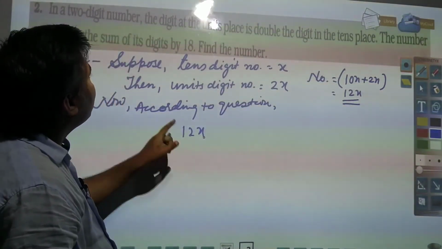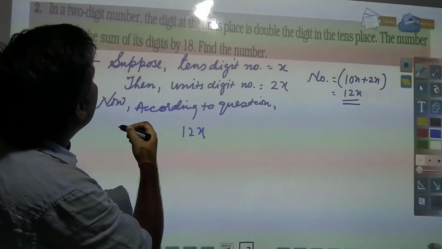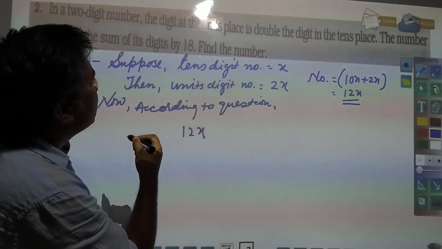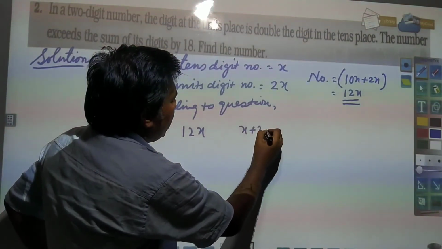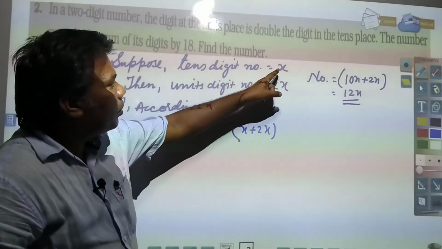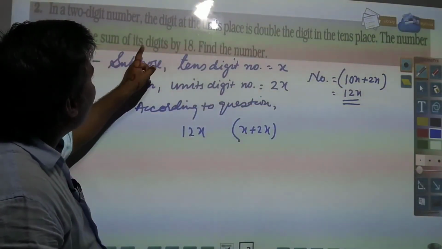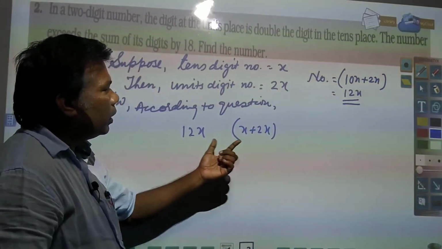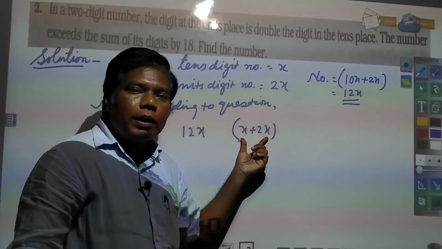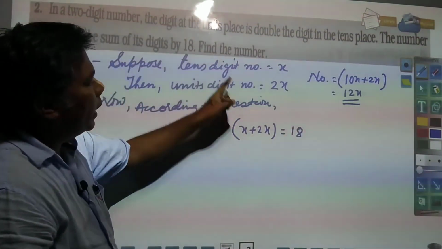From there, if you are subtracting the sum of the digits, the sum of the digits is what? The sum of the digits is x plus 2x. The number exceeds the sum of its digits by 18. It means from the number you are subtracting the sum of the digits, then what you should get? 18. 18 you should get.